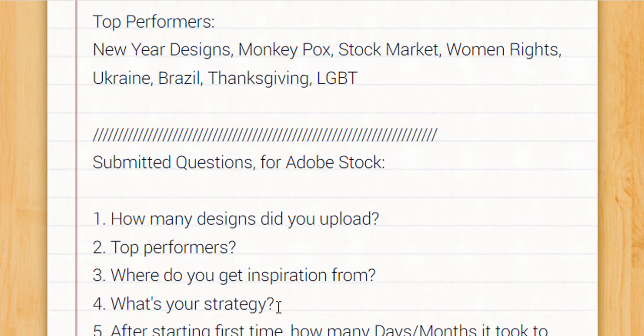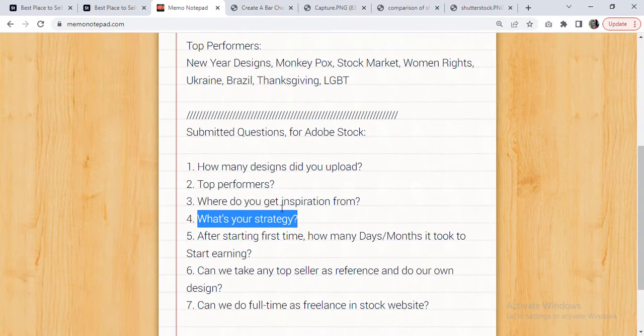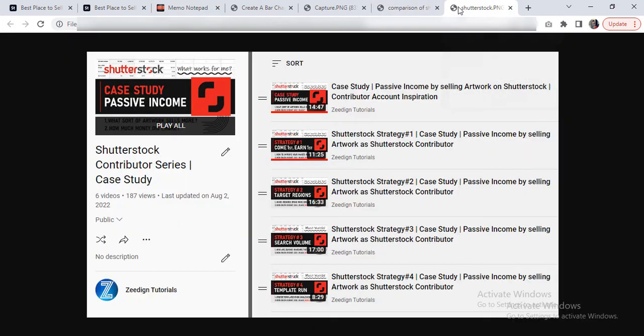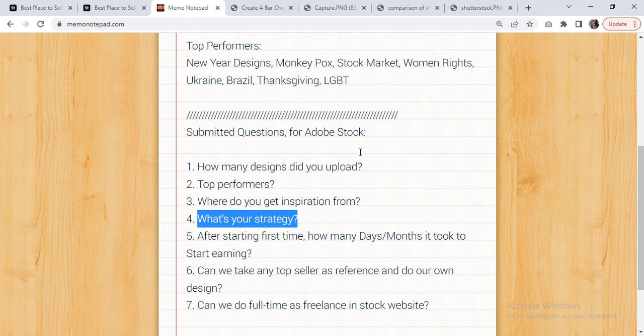So it's mostly based on trying out different designs, and if something performs well, then I keep designing more of that. What's your strategy? Well, my strategy for Adobe Stock is at the moment exactly the same as what I'm doing for Shutterstock, because I haven't yet formalized a different one for this platform. If you're not familiar, you could go to my channel, where I have a complete case study for Shutterstock, with multiple videos where I have shared different strategies that have been quite useful for making money using these stock agencies. You can follow those strategies, because I'm following the same for both so far.